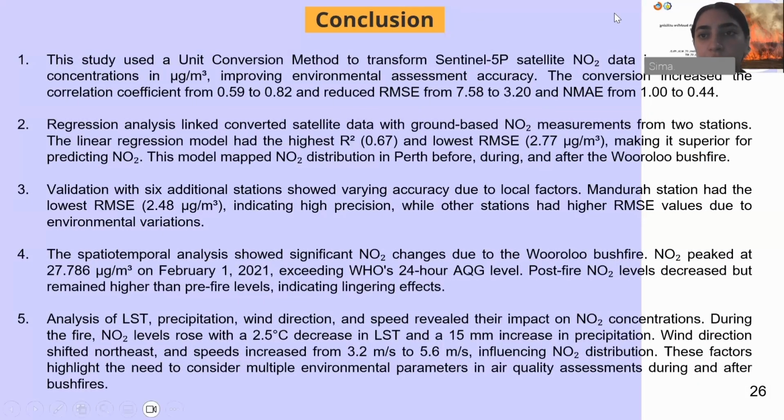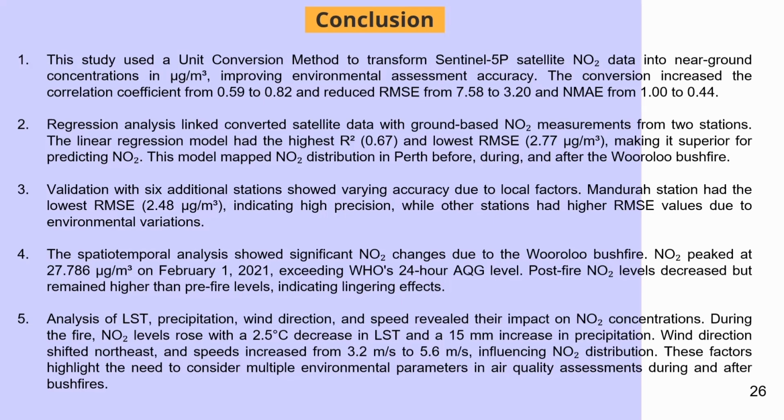The conclusion of my research is as following. This study used a unit conversion method to transform Sentinel-5P satellite nitrogen dioxide data into near-ground concentration in microgram per cubic meter, improving environmental assessment accuracy. The conversion increased the correlation coefficient from 0.5 to 0.8 and reduced RMSE from 7.5 to 3.2 and NMAE from 1 to 0.4.